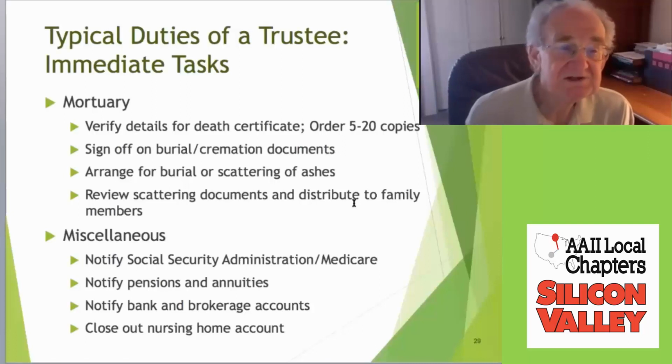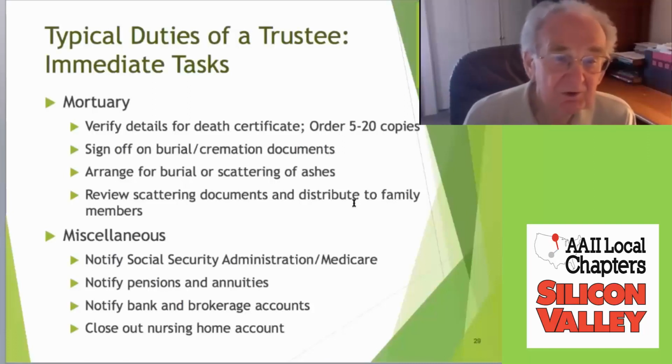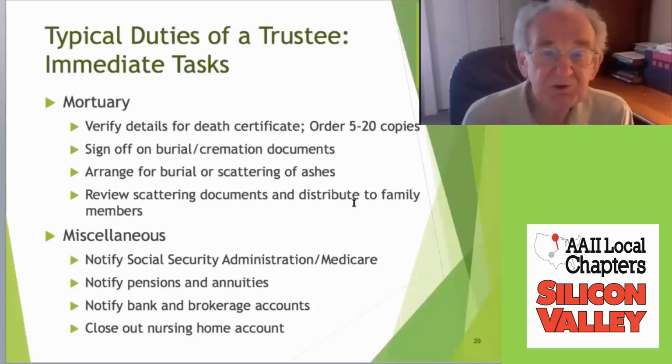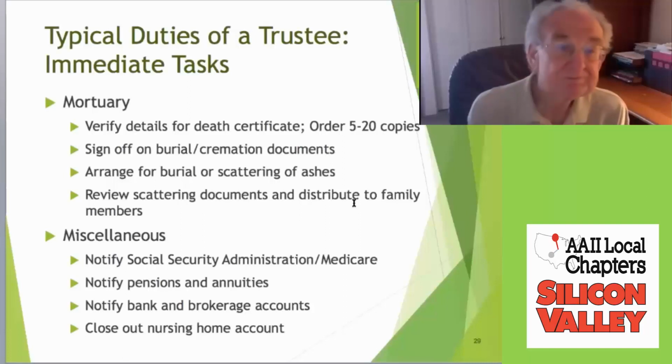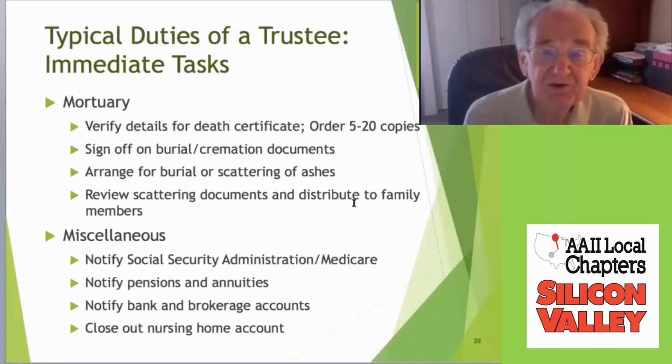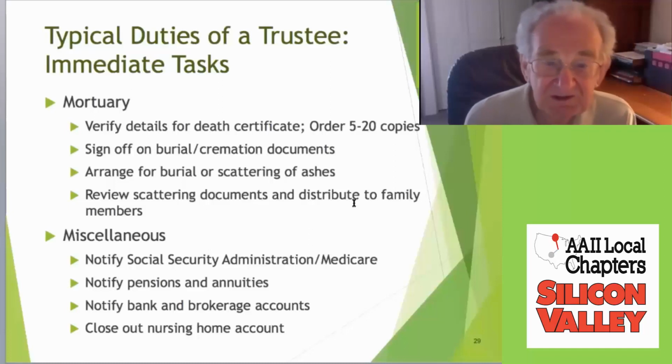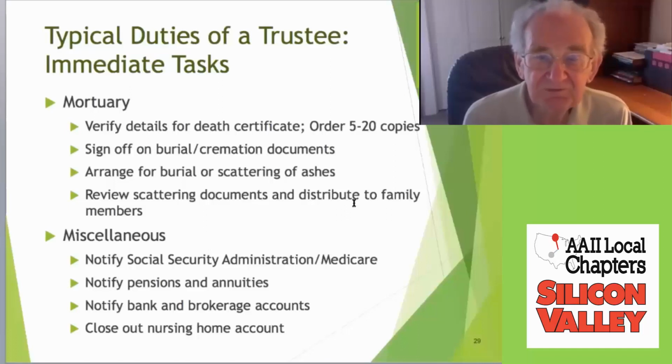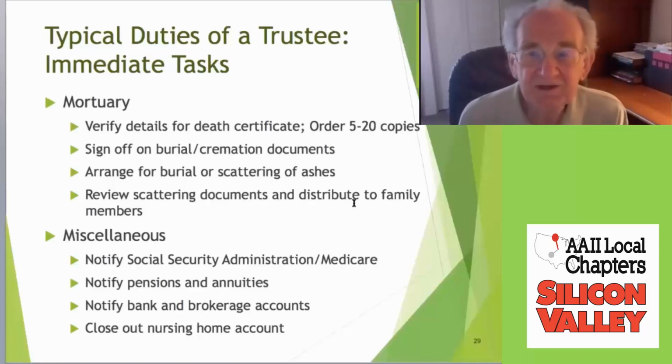The immediate tasks of the trustee on death are the obvious ones you would expect. You want to verify all the details for the death certificate. You may only need 1 or 2 copies of the death certificate, but most folks suggest that you order at least 5 and maybe as many as 20 for a complicated estate. They're fairly cheap. I remember when they were $3 or $4. I think they're up to $12 or something nowadays.